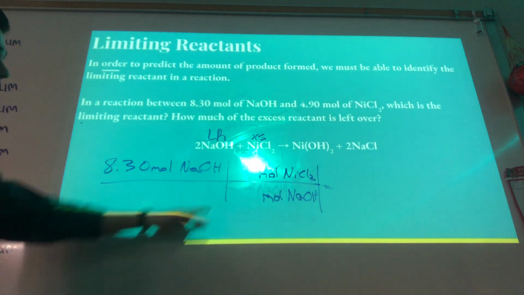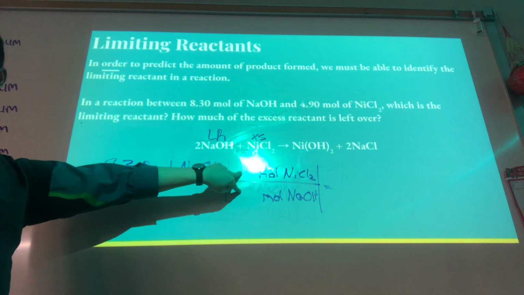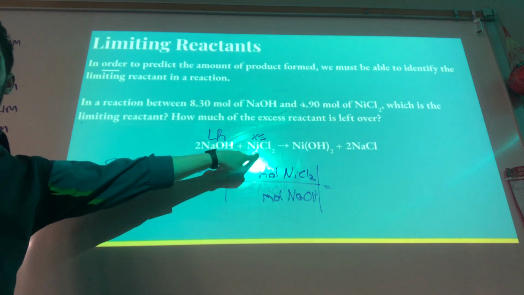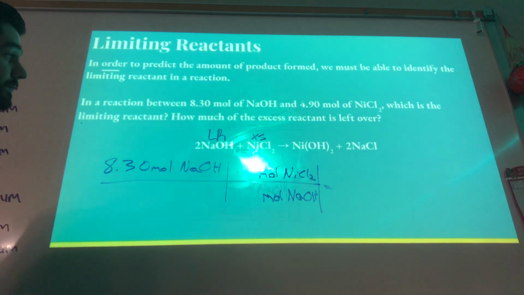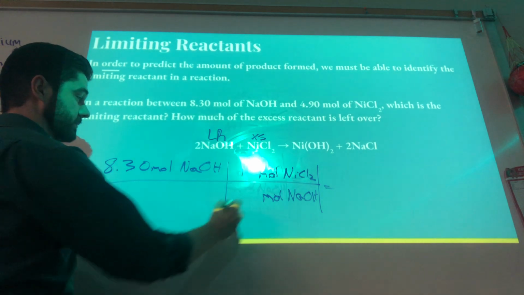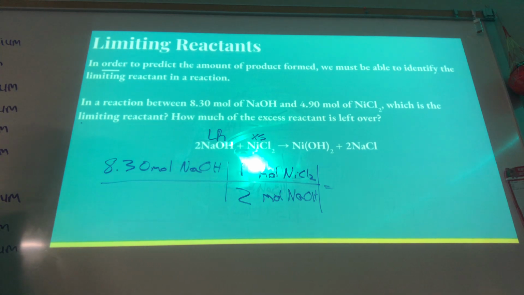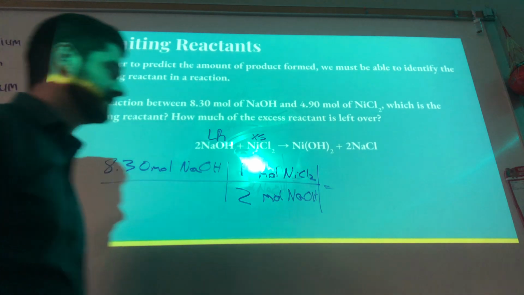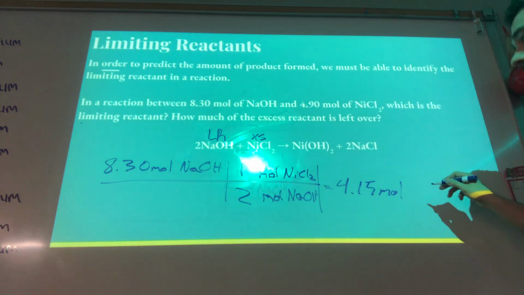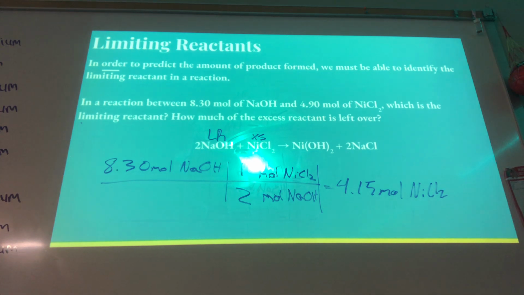Now what's the molar ratio? We're trying to figure out how much of this is left over. That one says the 1 mole on top. Good. The next one is 2. Good. And then half of that is going to be about 4.15, something like that, 4.2-ish. And you can do 1.5? Yes, you're allowed to do that. Okay.